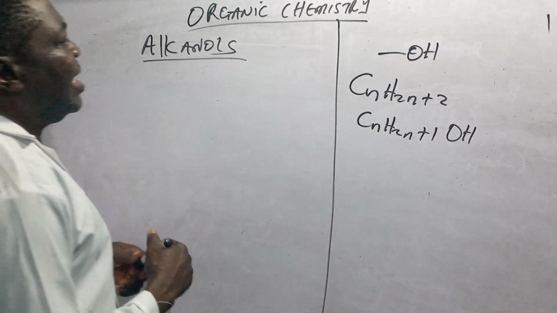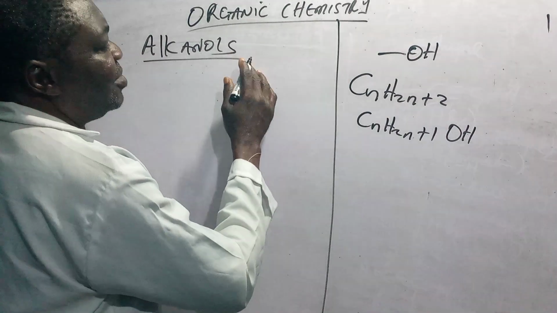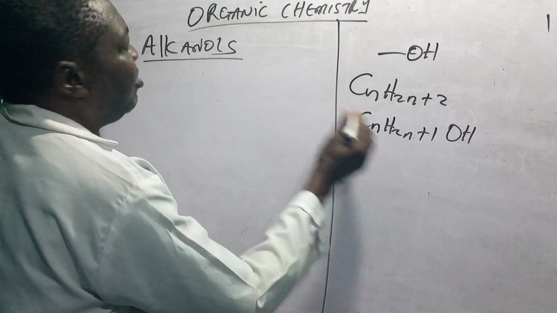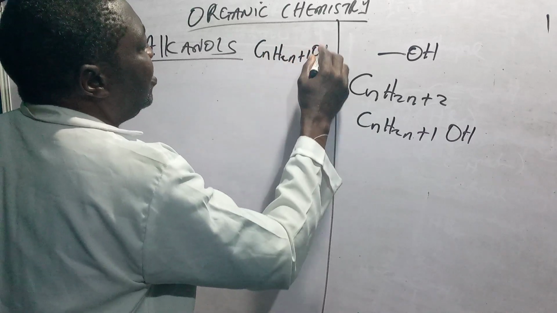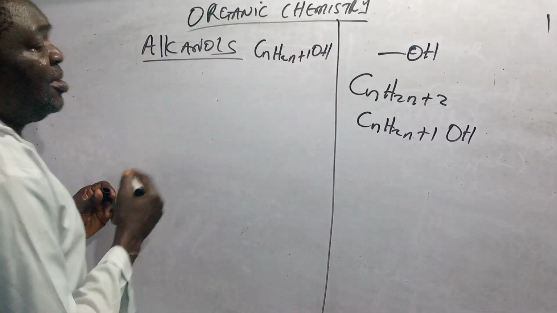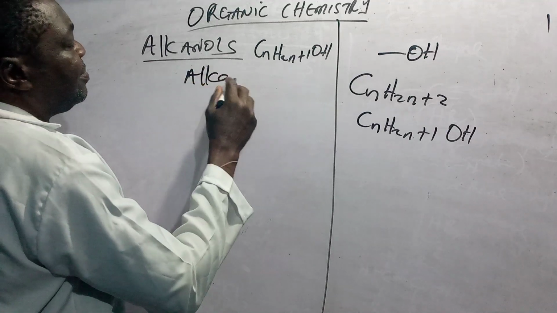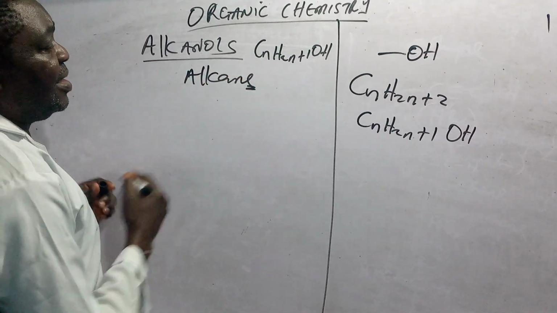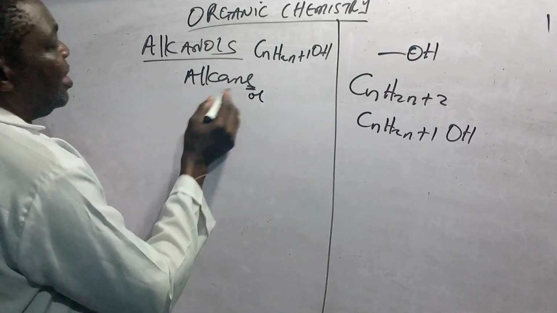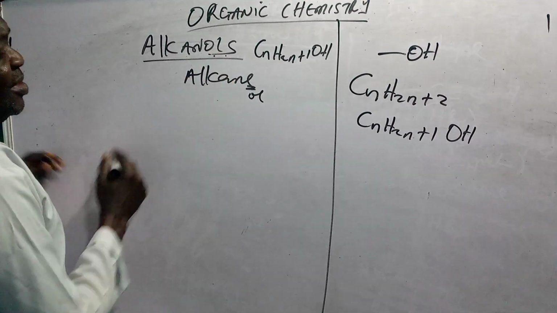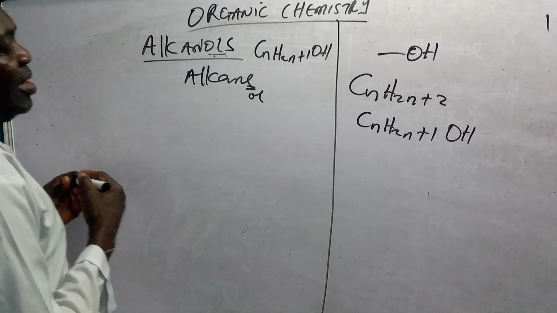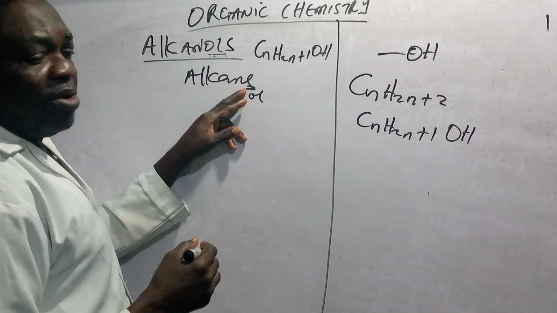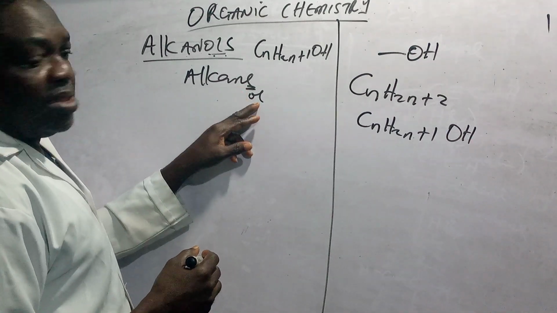So, like we said, alkanols are organic compounds that conform to the general molecular formula CnH2n+1OH. They are formed by replacing the E of the alkane with OL, in which case we have alkanol, without the S. But since we are dealing with many, you can add S to it. Replace the E of the parent hydrocarbon with OL.